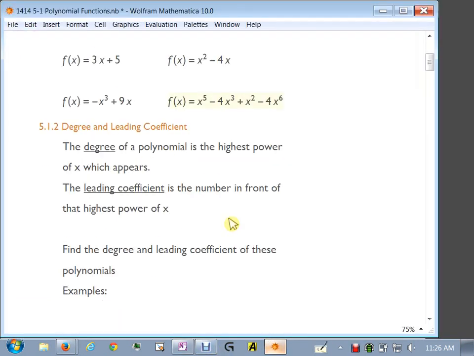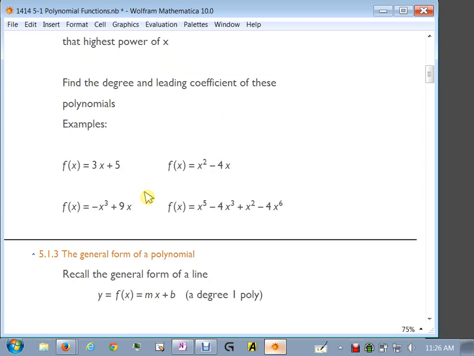Okay, so now, with every polynomial, we have these two things that we want to be able to identify. One of them is called the degree. The other one is called the leading coefficient. All right? So the degree of a polynomial is the highest power of x which appears in the entire thing. That's called the degree. The leading coefficient is the number that was in front of that highest power. Most students have no problem with this concept.